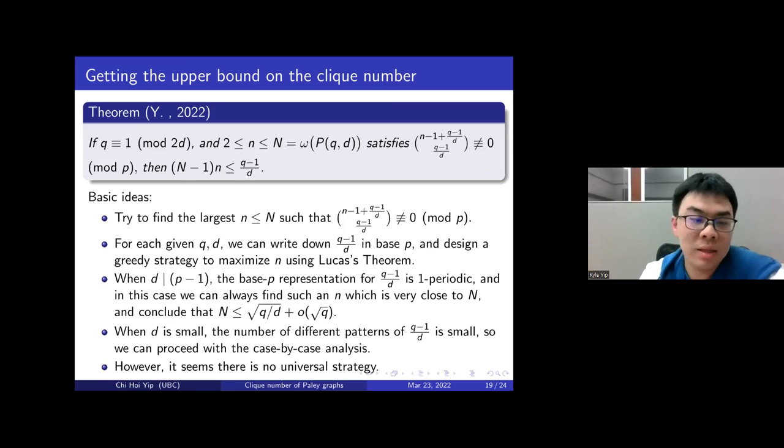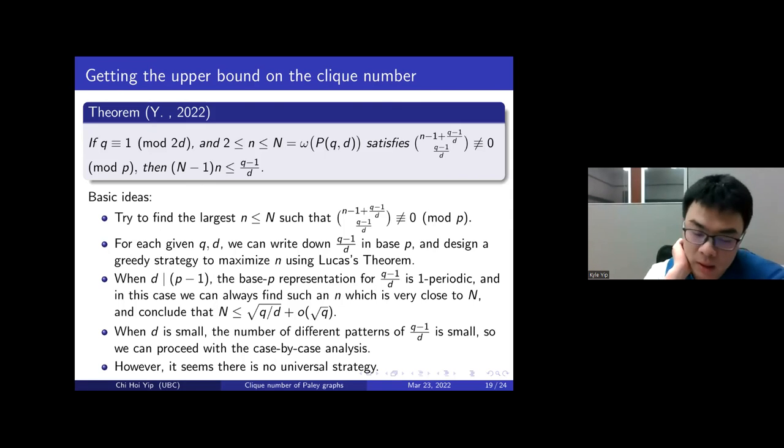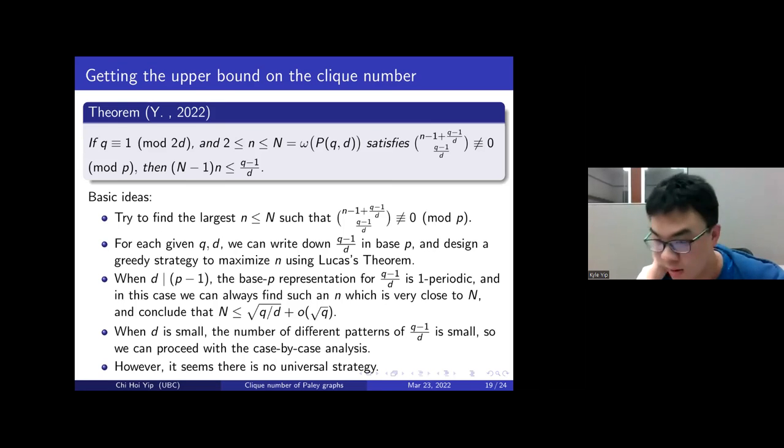And in the case that D is small, for example, D is 3, we have a limited number of different patterns for the base P representation of (Q minus 1) over D. So we can just consider each case and then consider the worst bound we can get. So that's how we get the clique number for a 3-Paley graph. And you may imagine that if D is very, very large, and if D has many, many different prime divisors, then this kind of strategy is not practical because we have many, many different cases. And in each case, we need to develop a different greedy algorithm. So that's difficult.